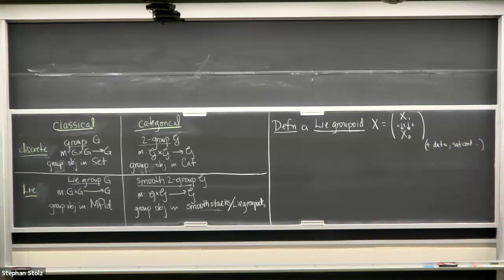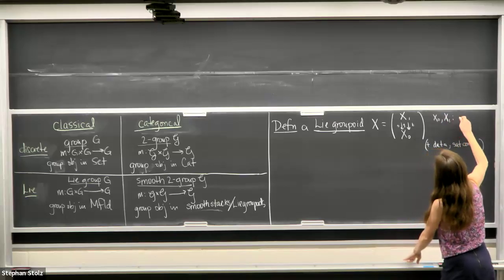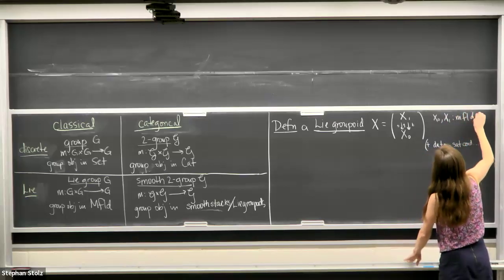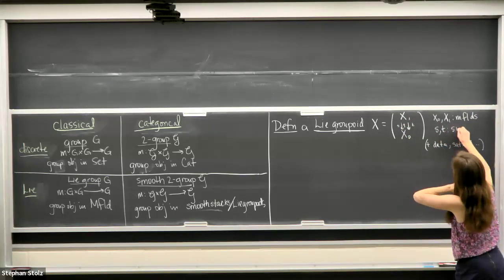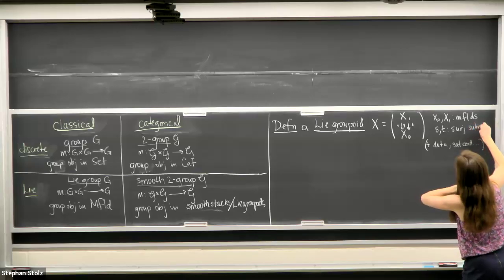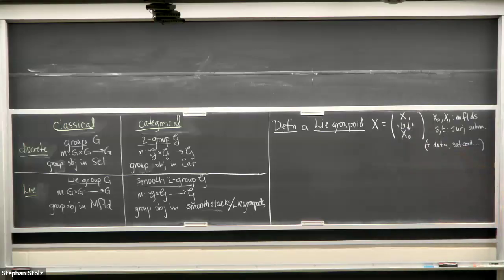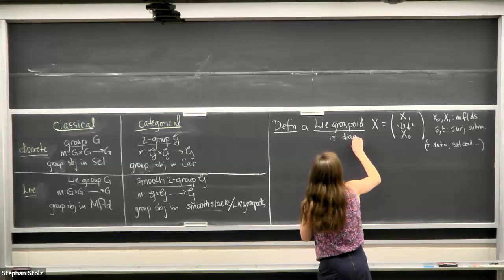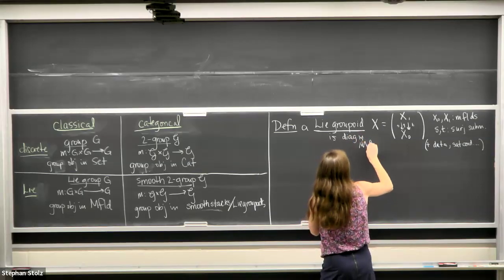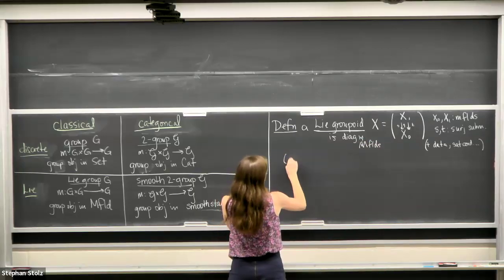For people who are seeing Lie groupoids for the first time, the idea is that your objects and morphisms are not sets, they're manifolds, and your source and target maps are going to be surjective submersions, in order to be able to make sense of things like the composition, which takes the fiber product of X1 cross X1 over X0. So a Lie groupoid is this diagram in manifolds. More precisely, it's a groupoid internal to manifolds.